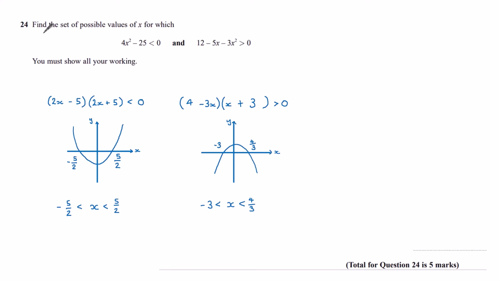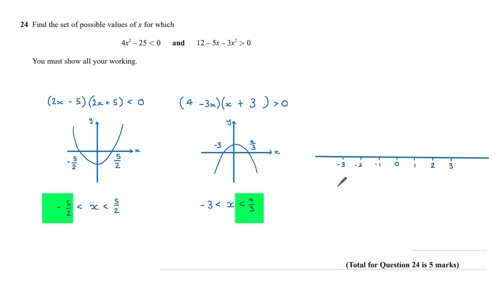But my answer needs to be the set of values for which this is true and this is true. And so in terms of my lower limit, if it needs to be greater than minus 3 but also greater than minus 5 over 2, then it must be greater than minus 5 over 2 since this is the higher of these two values. And since it has to be less than 5 over 2 and less than 4/3, then ultimately it must be less than 4/3, as this is the lower value of those two.